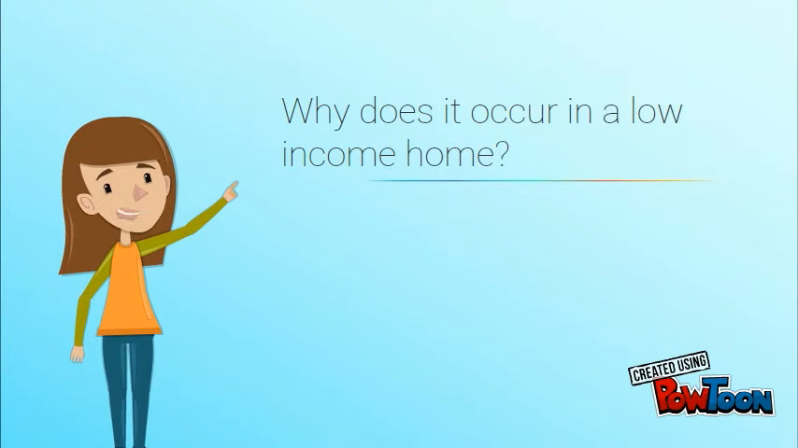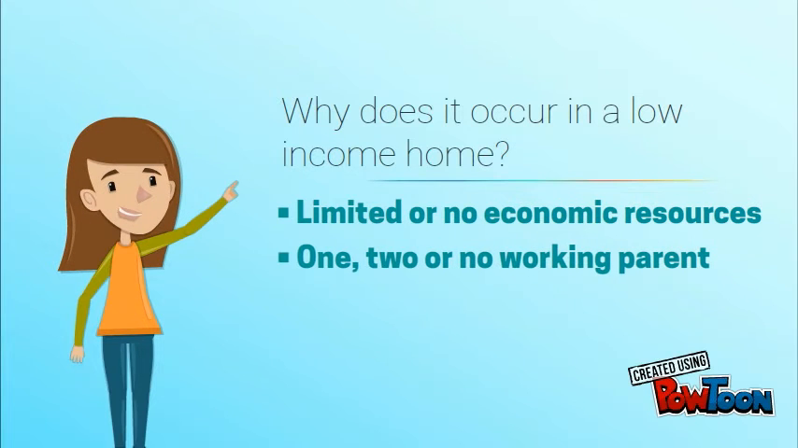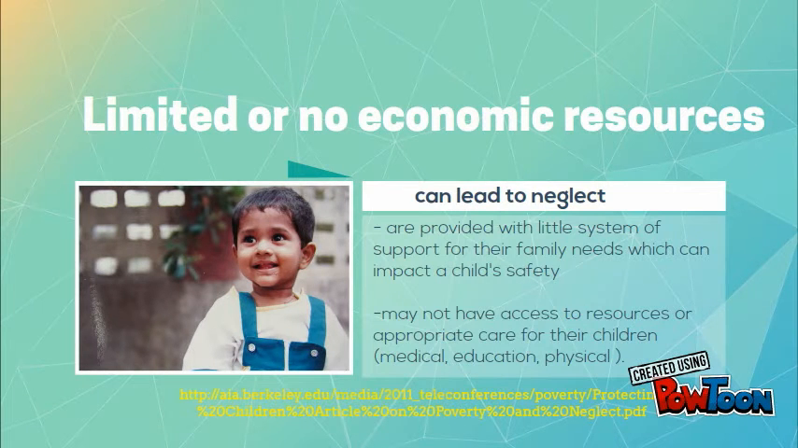So why is maltreatment more likely to occur in a low-income home? It could be due to limited or no economic resources, one, two, or no working parent, and stress. Limited or no economic resources can lead to neglect because families are provided with little system of support for their family needs, which can impact the child's safety. They may not also have the access to resources or appropriate care for their children.